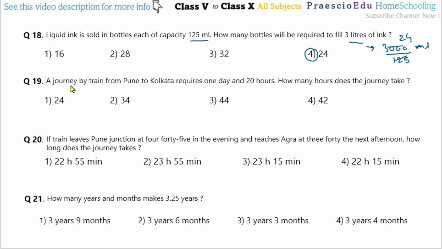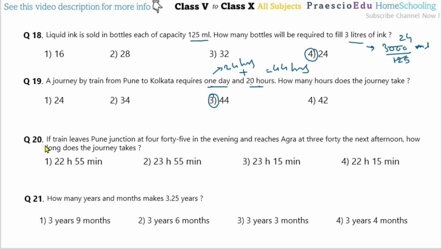Then question number 19: a journey by train from Pune to Kolkata requires 1 day and 20 hours. How many hours does the journey take? So 1 day we have to convert to hours. As we know, 1 day means 24 hours, and these 20 hours we also add. So 24 plus 20 is 44 hours. So 44 means option number 3 is the correct one.